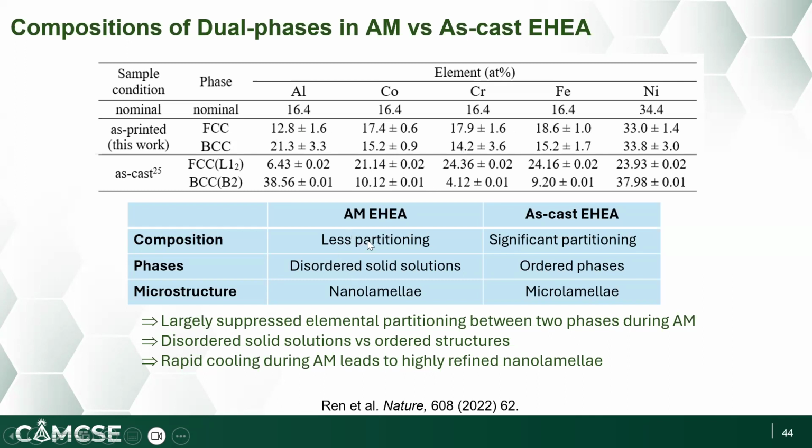The much lower elemental partitioning between the dual phases leads to the observed disordered solid solutions, as opposed to the ordered phases such as L1_2 and B2 in the as-cast sample. Also, the much higher cooling rate during laser additive manufacturing helps us achieve highly refined laminar sizes at the nanoscale, as opposed to the microscale in the as-cast sample.